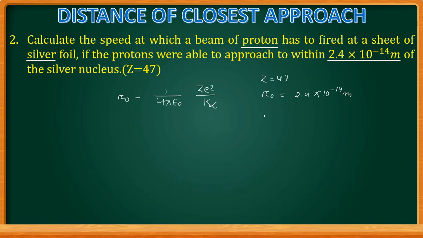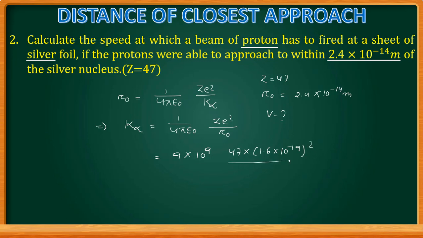And then we have to calculate the speed. He asked V. From this you can write K alpha, in place of 1 by 4 pi epsilon naught we can write 9 into 10 to the power 9. Then in place of Z we can write 47, in place of e we can write 1.6 into 10 to the power minus 19 square upon R naught, we can write 2.4 into 10 power minus 14. Then solving this you get 451.2 into 10 to the power minus 15. K alpha means you have to write the unit joule. We got K alpha, so how can you find V? We know the formula for K alpha is half mv square.